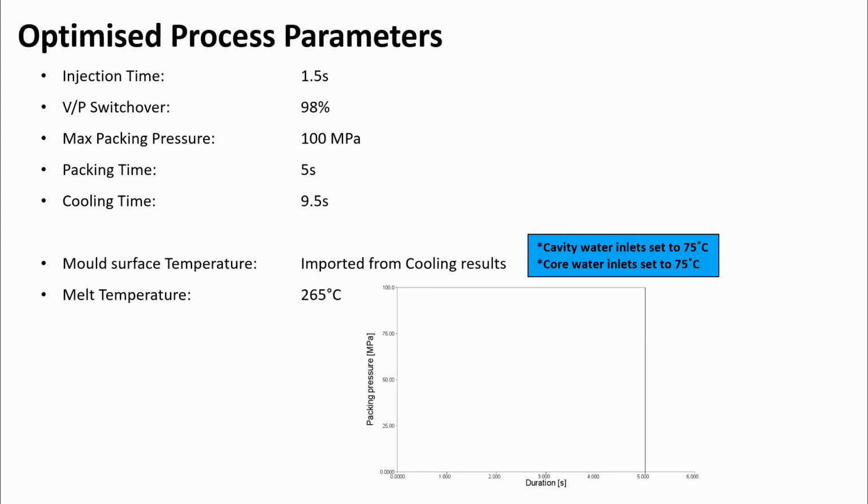So again, here were the optimized process parameters I came to. It was a 1.5 second injection time, packing pressure of 100 MPa for 5 seconds. So with these materials, they tend to freeze off very quickly because they have a high transition temperature. And a 9.5 second cooling time, melt temperature at 265, and cavity and core water temperatures were 75. So there was no differential temperature used from cavity to core.